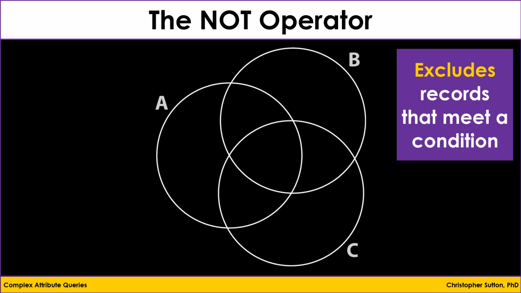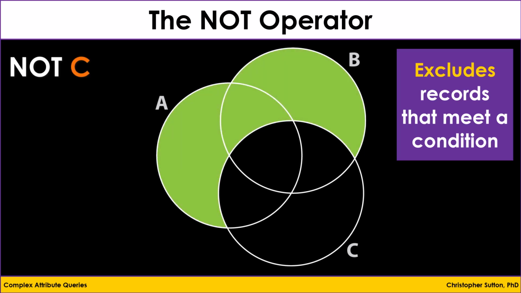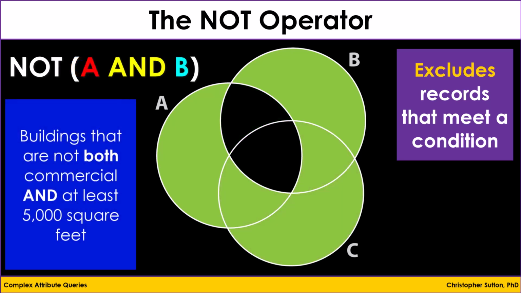The NOT operator excludes records that meet a condition. In our A, B, and C Venn diagram, C was structures that have multiple stories. So if we say not C, we want to select any structure that does not have multiple stories. Before we had A and B, which are structures that are commercial buildings and have at least 5,000 square feet. If we put those in parentheses to keep them together and then add NOT ahead of that, we are selecting any building that isn't both commercial and having at least 5,000 square feet.